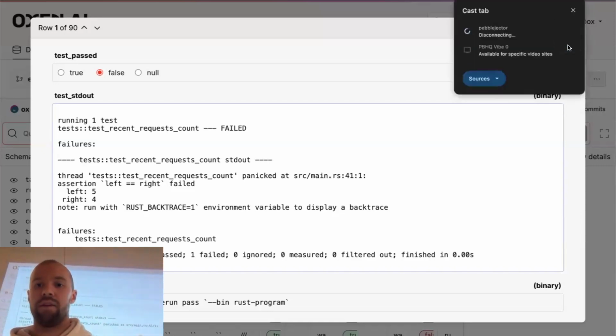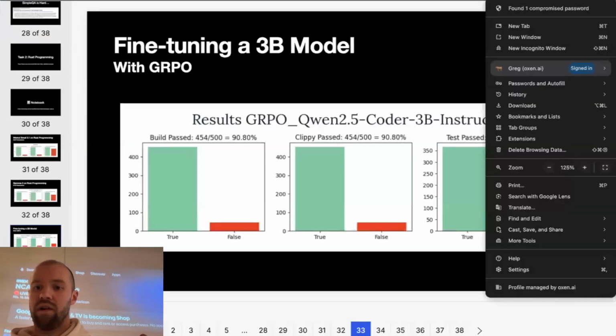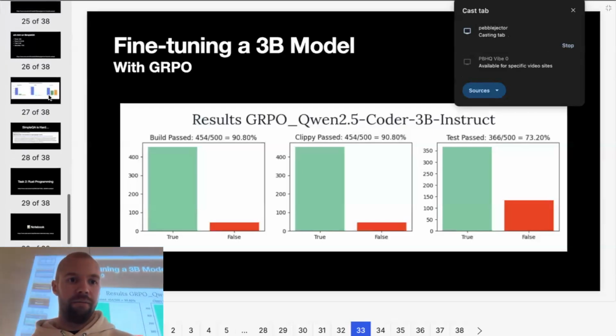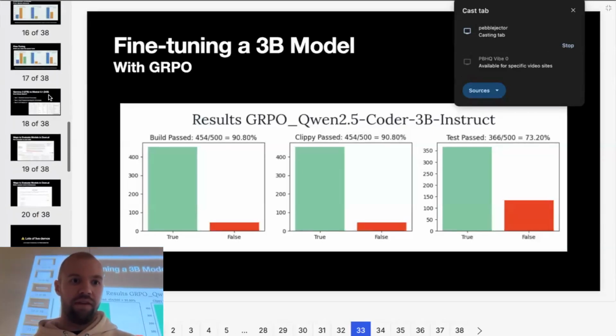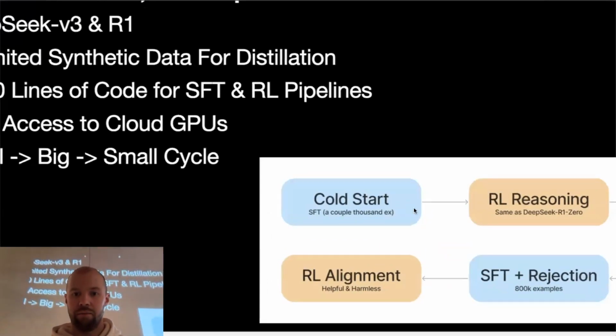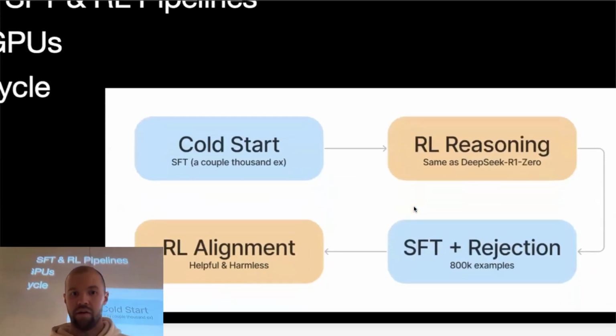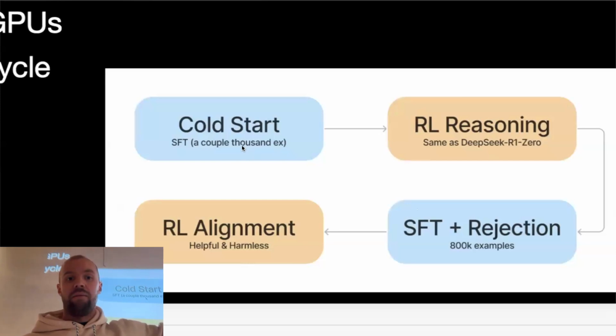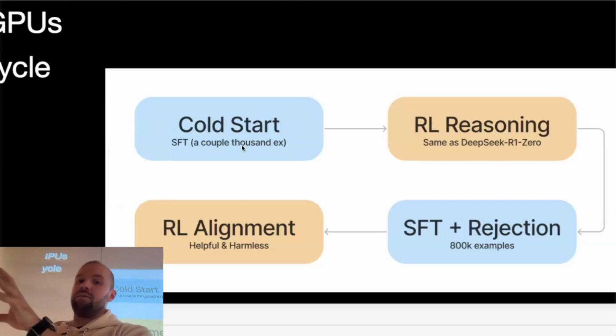Haven't done too many experiments there yet, but what I think would be interesting to try next is in the DeepSeek paper, they have this pipeline that they go through. My training was actually just the RL reasoning training step. But when they did DeepSeek R1, they did a supervised fine tune first to get it general knowledge and bootstrap it a little bit. And then they did reinforcement learning to get it better at reasoning.